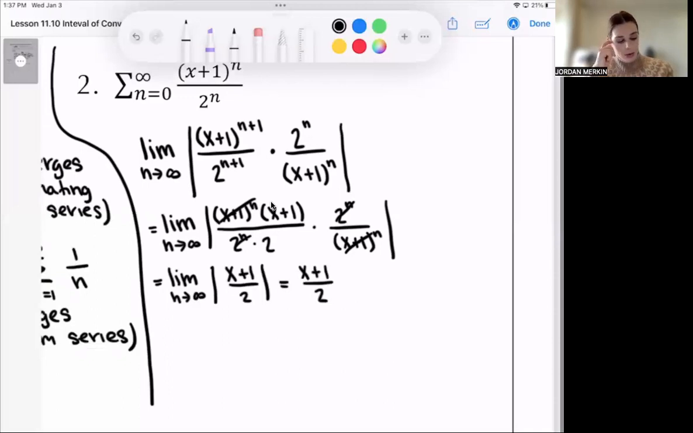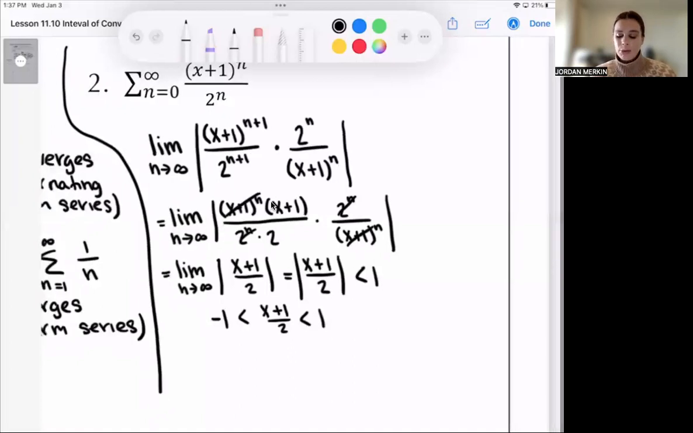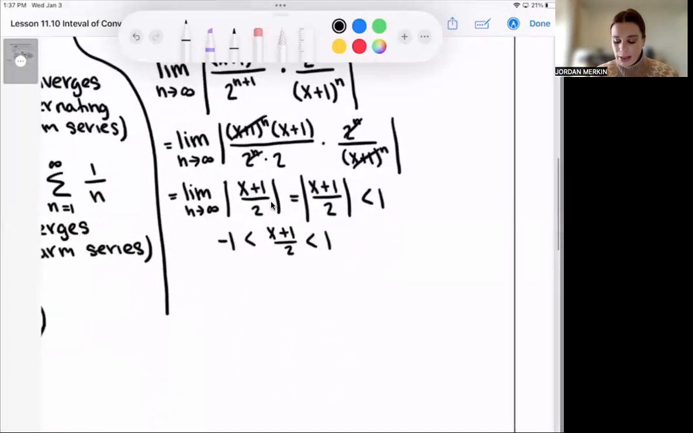And so we know that the absolute value of that needs to be less than 1. So we have that -1 is less than (x plus 1) over 2, which is less than 1. All right, we multiply everything by 2. We get -2 is less than x plus 1, which is less than 2. Subtract 1, we get -3 is less than x, which is less than 1.